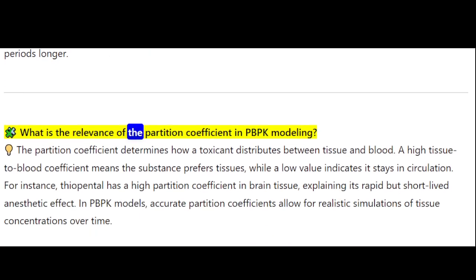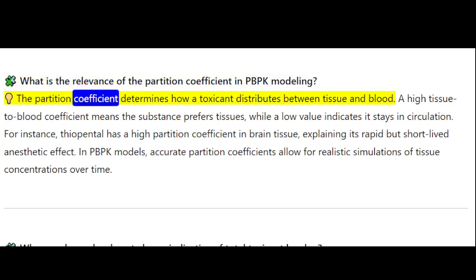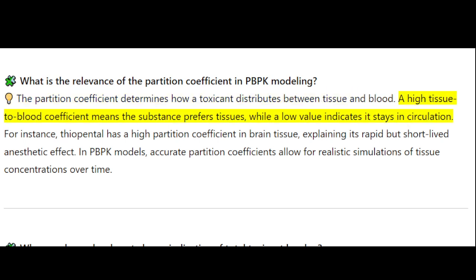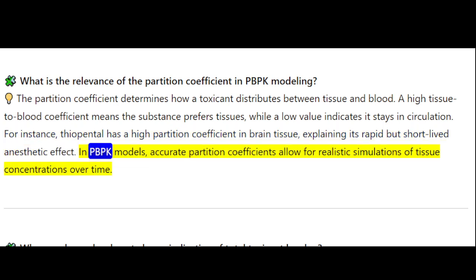What is the relevance of the partition coefficient in PBPK modeling? The partition coefficient determines how a toxicant distributes between tissue and blood. A high tissue-to-blood coefficient means the substance prefers tissues, while a low value indicates it stays in circulation. For instance, thiopental has a high partition coefficient in brain tissue, explaining its rapid but short-lived anesthetic effect. In PBPK models, accurate partition coefficients allow for realistic simulations of tissue concentrations over time.